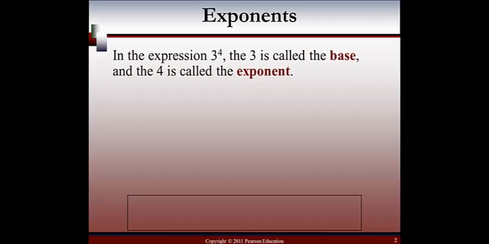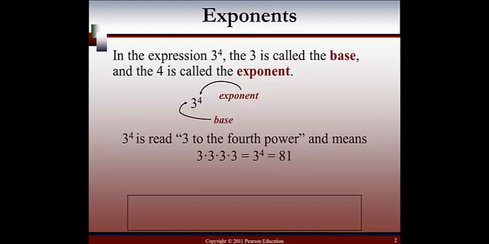In the expression 3 to the 4th power, the 3 is called the base and the 4 is called the exponent. So there's the 3 raised to the 4, which is the exponent. 3 to the 4th power is read 3 to the 4th power, and it means 3 times 3 times 3 times 3. Notice the 3 is written 4 times, and that equals 3 to the little 4, which equals 81. There's 4 factors of 3 in that case.